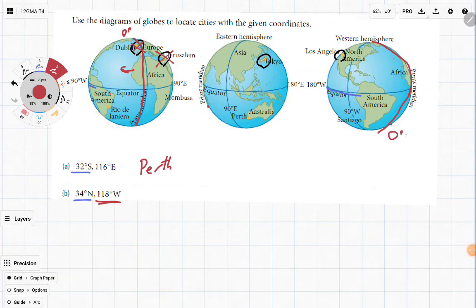So this is 0 degrees. We've got this line here, which is 90 degrees, and we can see that over here would be further than 90 degrees. And so indeed, it is going to be Los Angeles.